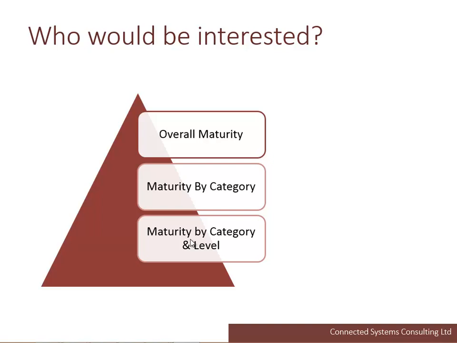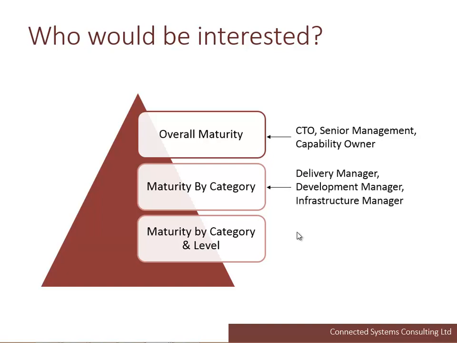We've got the overall maturity, which is really something that your CTO, your senior management, or your capability owner is going to be really interested in. They probably don't care too much about, or understand, the detail of it, but they just want to know if things are in a good place. The next level is maturity by category, and this is probably of interest to a delivery manager, development manager, or infrastructure manager. They're going to be responsible for one particular area within your capability, and they probably want to know that their area is pretty good.